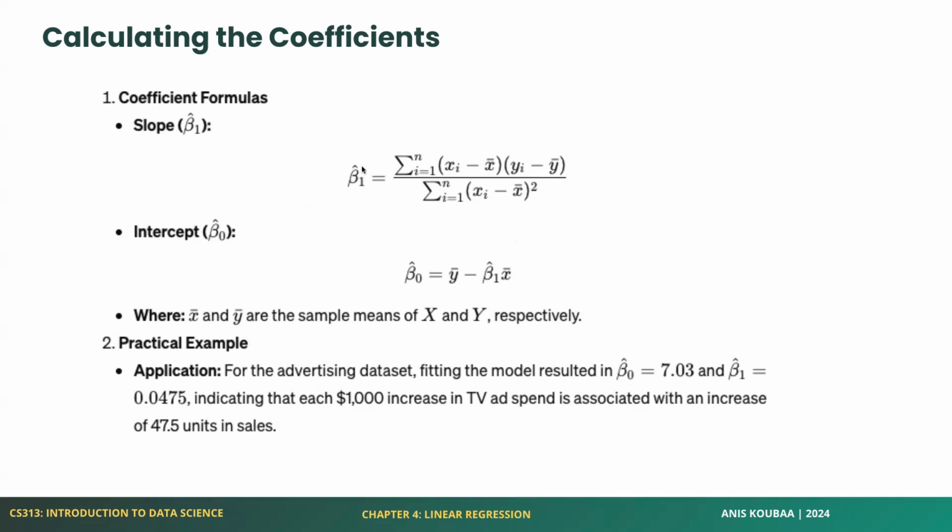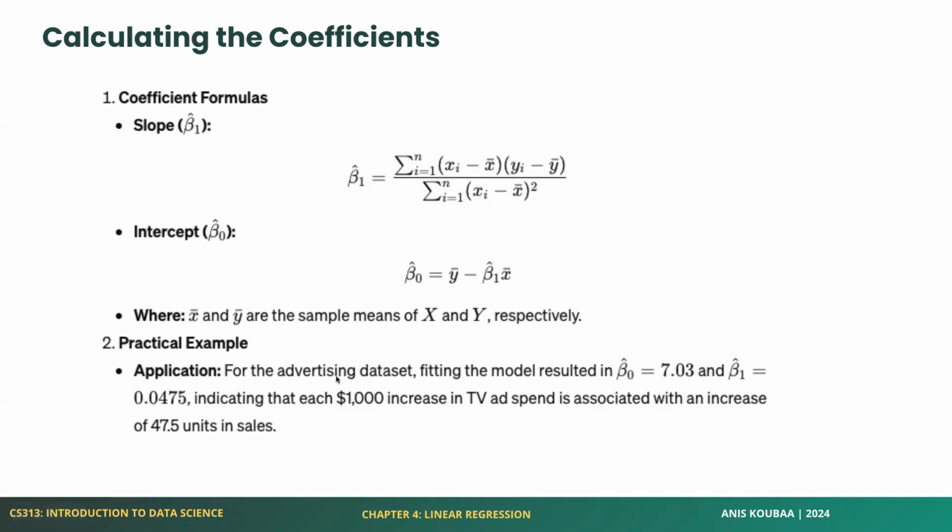Once I find the estimated value of beta 1, I can calculate the estimated value of beta 0, which is the intercept. It is equal to the sample mean of the target output value, which is the average of all y's, minus beta 1 times the average of the sample features.